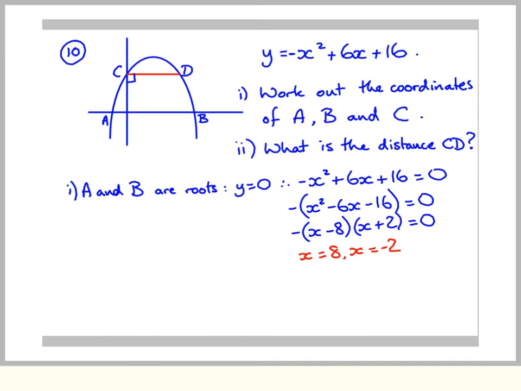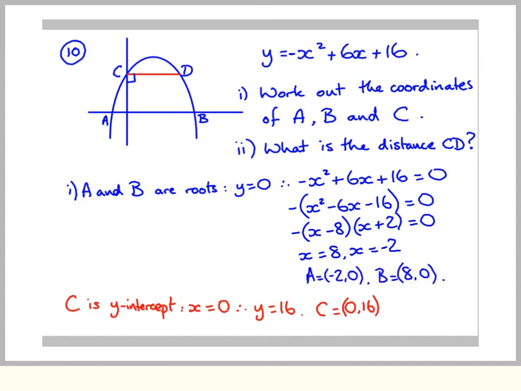So which one's which? Well, it should be fairly straightforward. That A is at minus 2 and B is at 8. For the y-intercept at C, you can see that it's on the y-axis, so x is 0. Therefore these two terms cancel out. You're just left with 16.